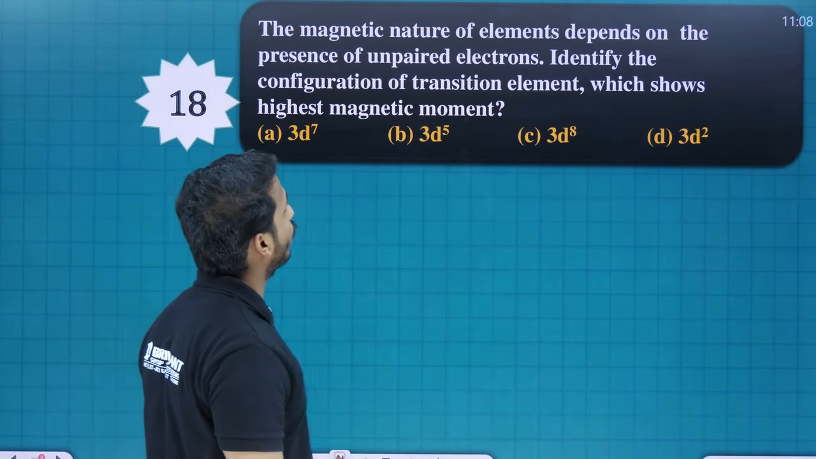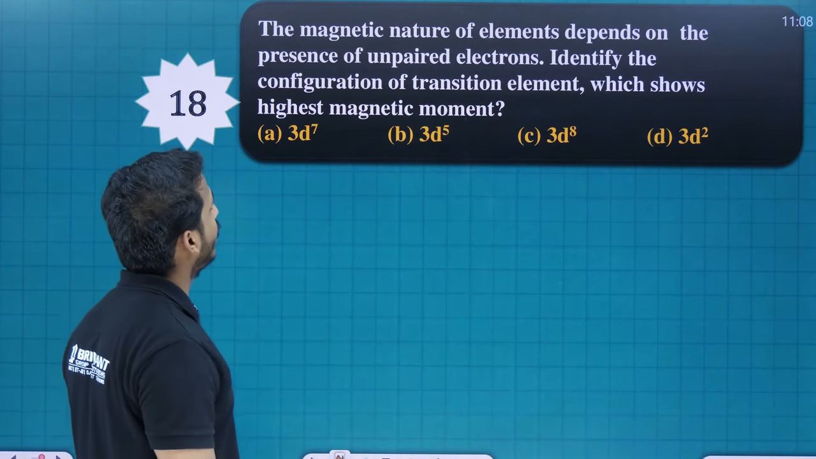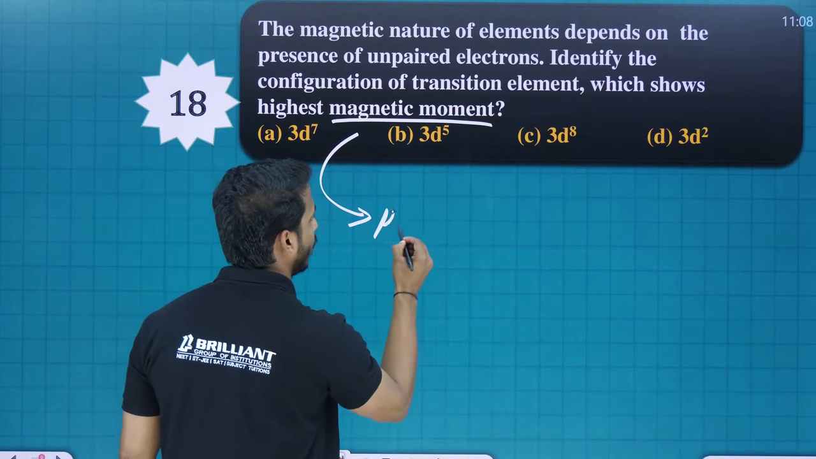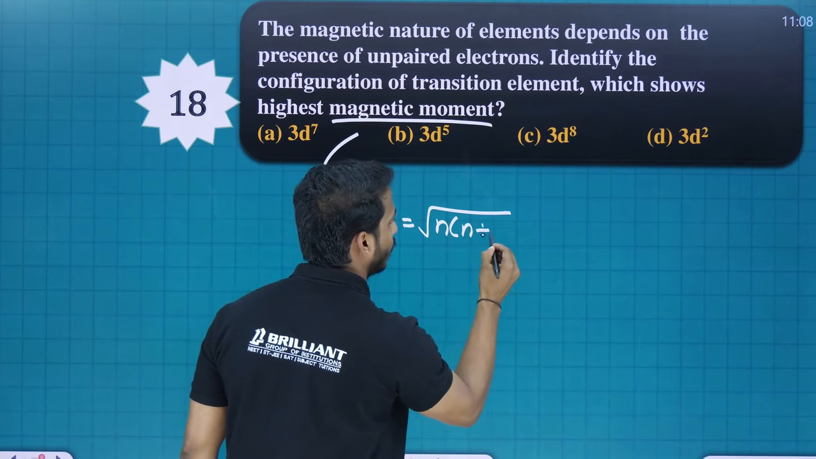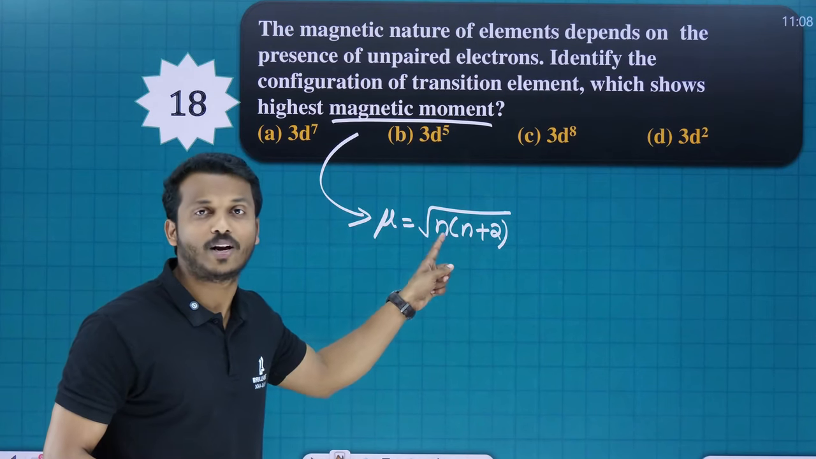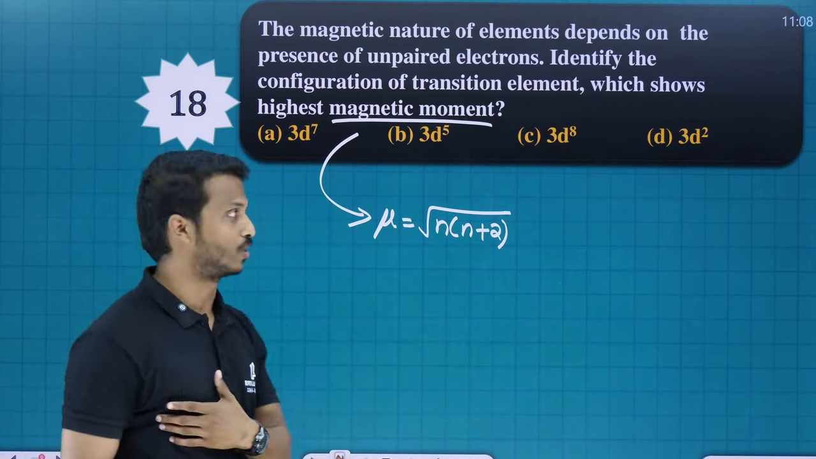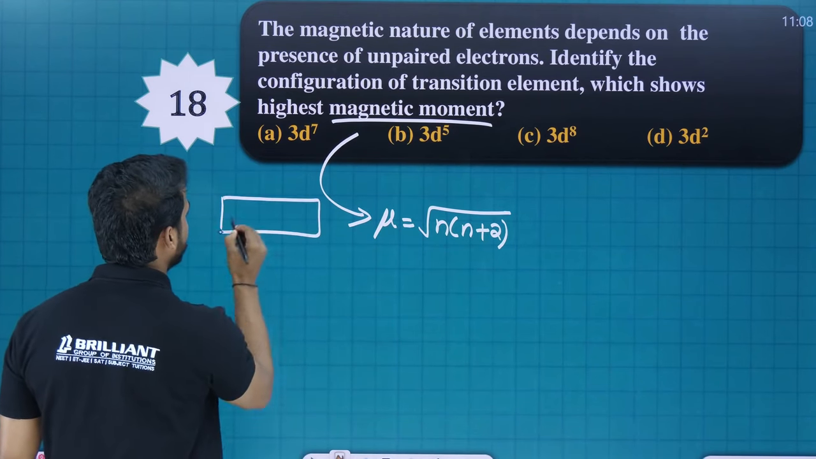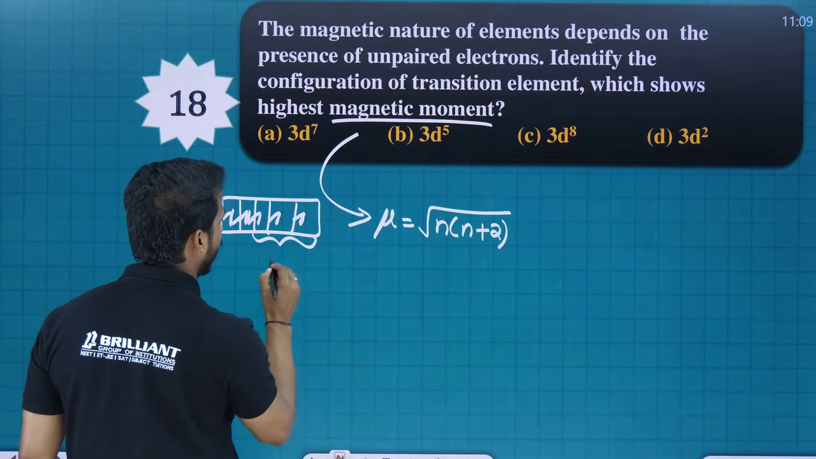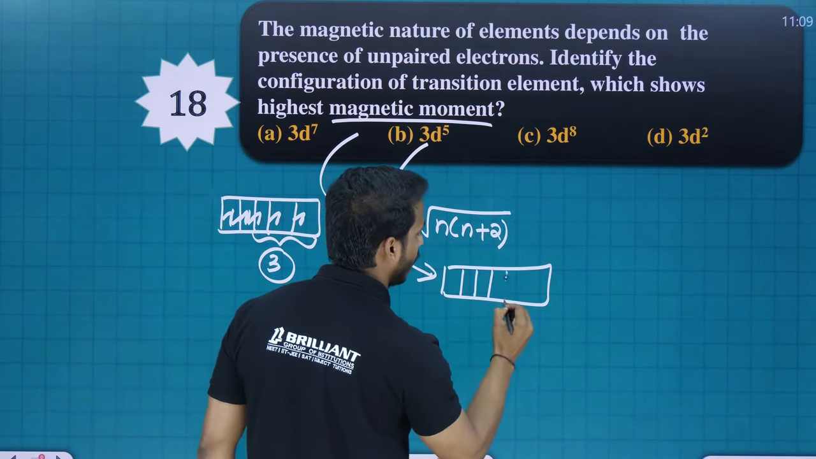Now, the magnetic nature of elements depends on the presence of unpaired electrons. Identify the configuration of the transition element which shows the highest magnetic moment. What is the equation for magnetic moment? Mu equals root of n into n plus 2, right? What is n? The number of unpaired electrons. The more unpaired electrons, the more magnetic moment. So check where we have more unpaired electrons. 3d7 means 1, 2, 3, 4, 5, 6, 7. So how many unpaired electrons? 3 unpaired electrons. What about 3d5? Yes, there will be the maximum of 5 unpaired electrons.